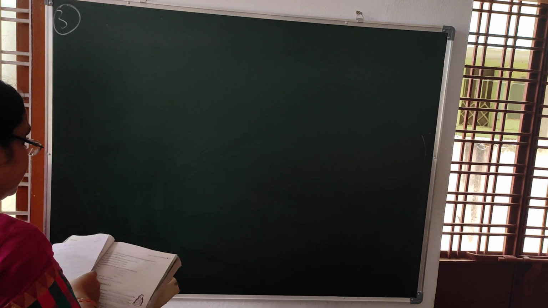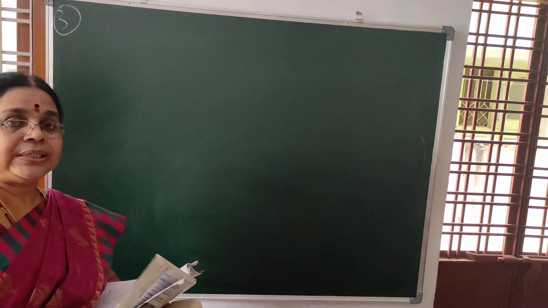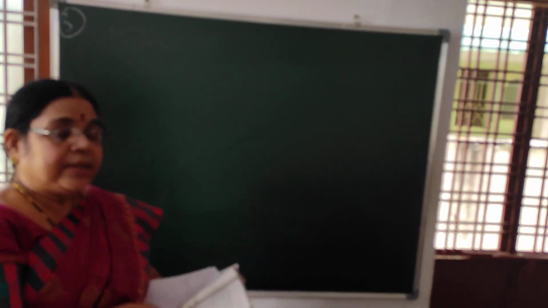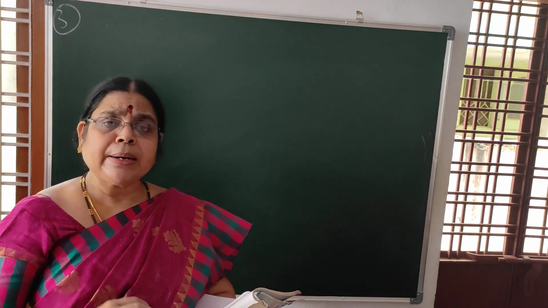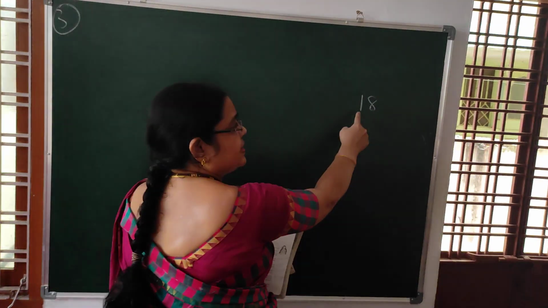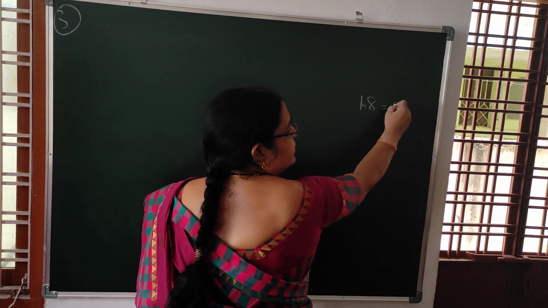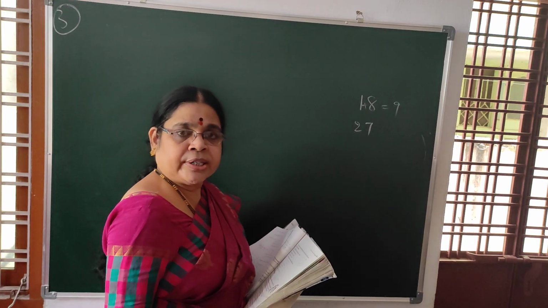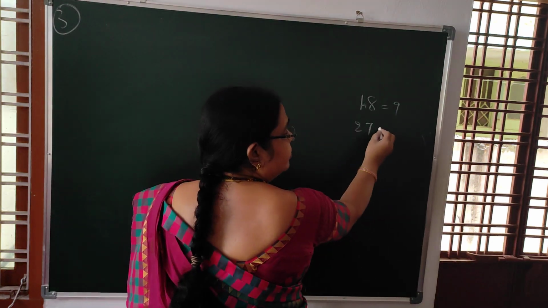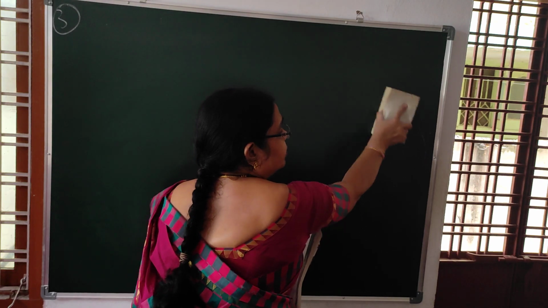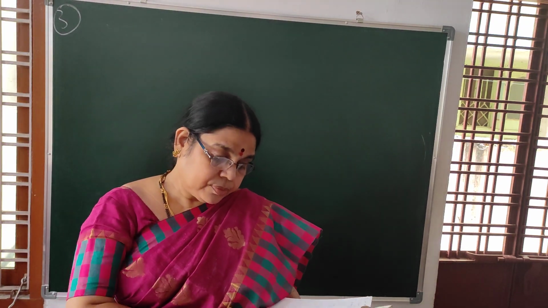So it is a two-digit number. When you add these two digits, the sum is equal to 9. That means this two-digit number can be anything. For example, if you take 18, what is the sum of these two digits? 1 plus 8 becomes 9. If you take 27, this is also a two-digit number, and the sum becomes 9. You don't know what number it is, but when you add these two digits, the sum is going to be 9.